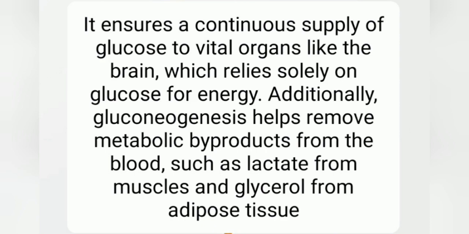So, if the external supply is low, the body has to compensate that. So, how will it compensate? It will compensate it through gluconeogenesis. It ensures a continuous supply of glucose to vital organs like brain, which relies solely on glucose for energy. As we all know, carbohydrate is the main food for the brain. Additionally, it helps remove metabolic byproducts from the blood, such as lactate from muscles and glycerol from adipose tissue.